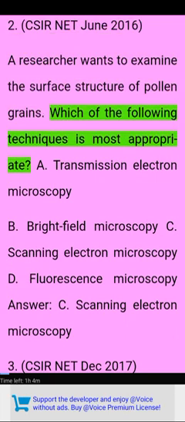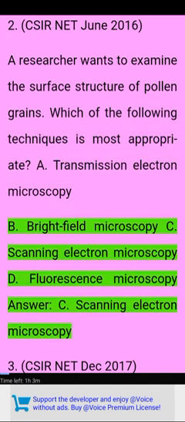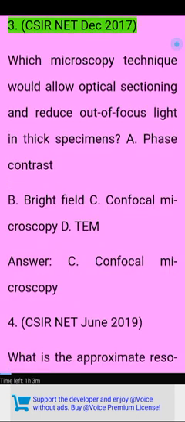Which of the following techniques is most appropriate? A. Transmission electron microscopy. B. Bright field microscopy. C. Scanning electron microscopy. D. Fluorescence microscopy. Answer: C. Scanning electron microscopy.